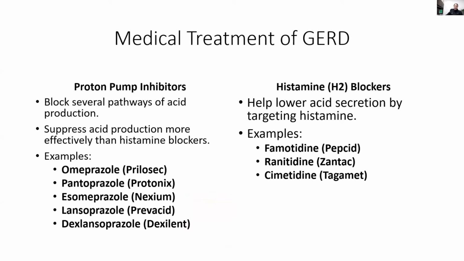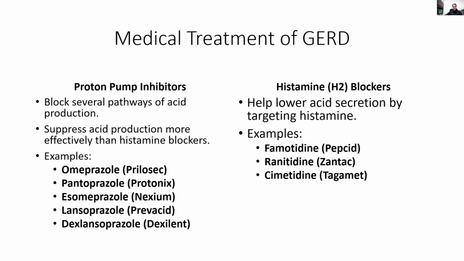So the medical treatment of gastroesophageal reflux disease pretty much falls into 2 categories of medication. The first one is called proton pump inhibitors. These medications block several pathways of acid production within the stomach, and they suppress acid production more effectively than histamine blockers. Examples are omeprazole, also known as Prilosec, pantoprazole, also known as Protonix, esomeprazole, also known as Nexium, lansoprazole, also known as Prevacid, and dexlansoprazole, which is also known as Dexilant.